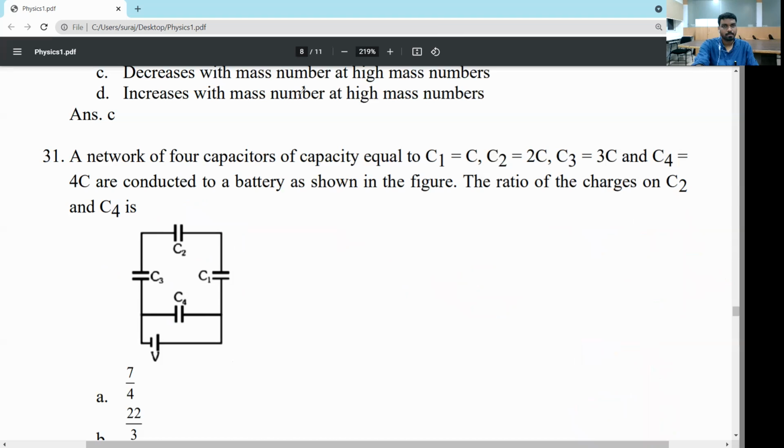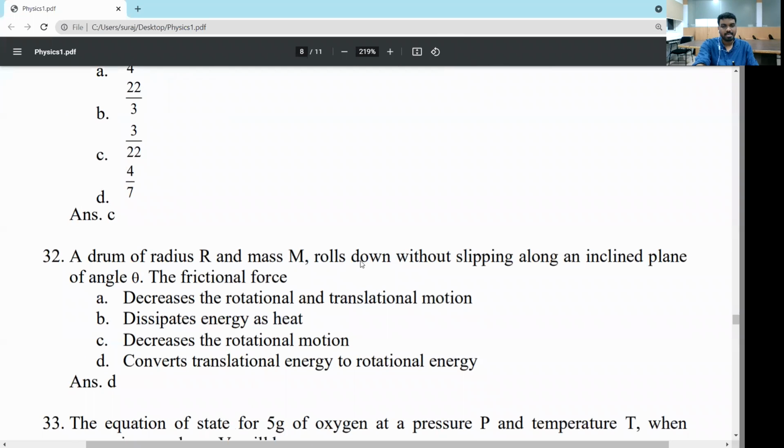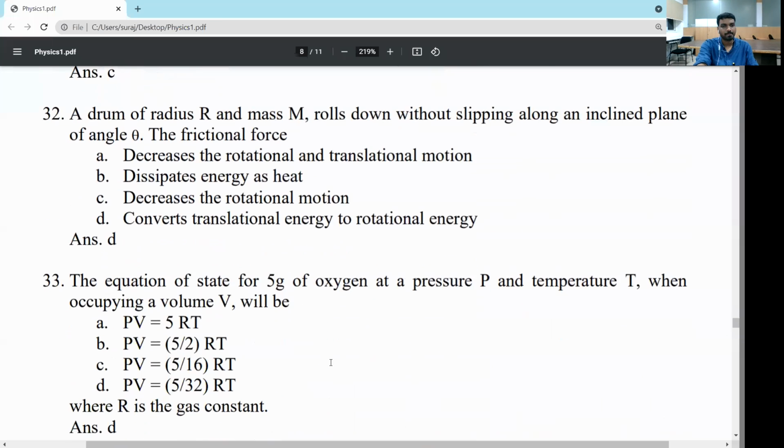Question number 32. A drum of radius r, mass m, rolls down without slipping along an inclined plane of angle theta. The frictional force converts translational energy into rotation. Yes. So due to friction only it will rotate, right? Due to friction only it will rotate. So that's why it converts translational energy into rotation.